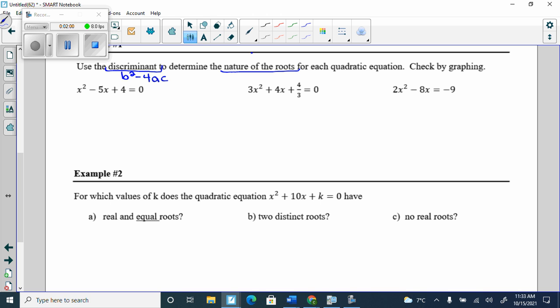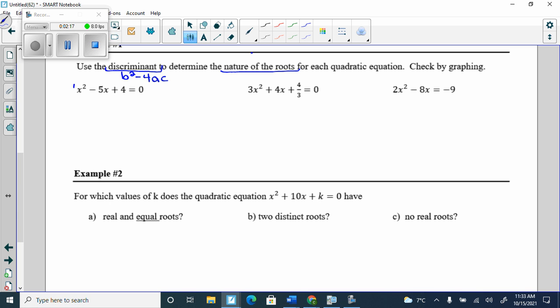So we need to find the discriminant. That's what I'm doing first, just the discriminant. Then we'll talk about the nature of the roots. For the discriminant, I need to make sure the equation is equal to 0. Is it equal to 0? Yes. Then I could use the quadratic formula, or I can find the discriminant. It has to be equal to 0.